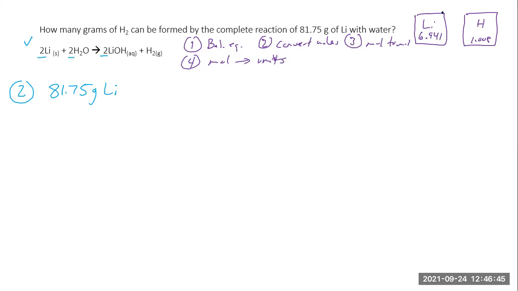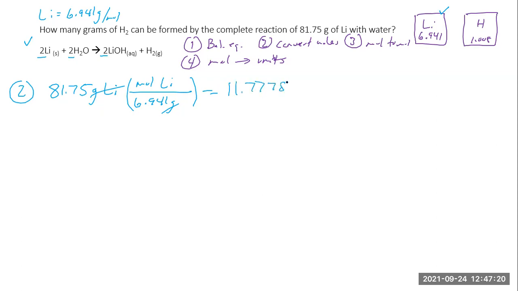So we would go to the periodic table. We see lithium is 6.941. That means the molar mass of lithium is 6.941 grams per mole. That's what we would do here for our conversion step. 6.941 grams per mole of lithium. Grams will cancel, and we end up with 81.75 divided by 6.941, which gets us, we'll call it, 11.77. I'll take it to a couple digits here, moles of lithium.